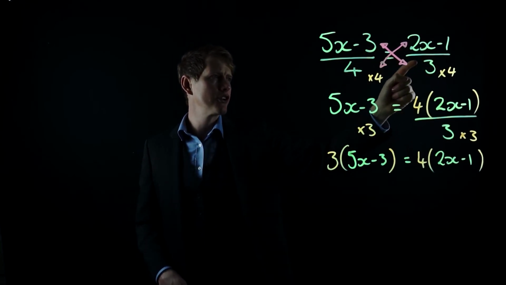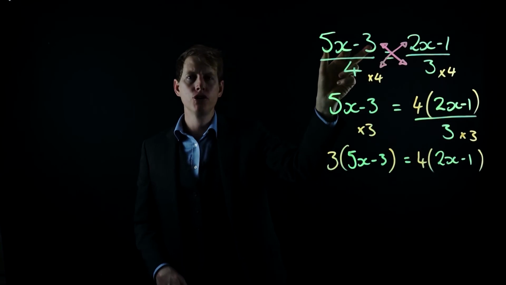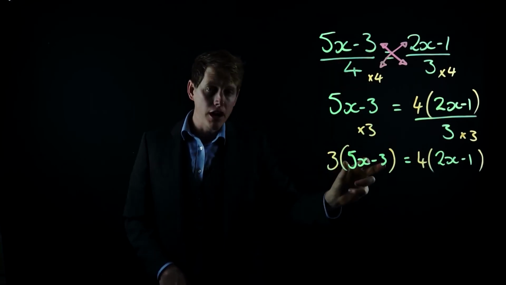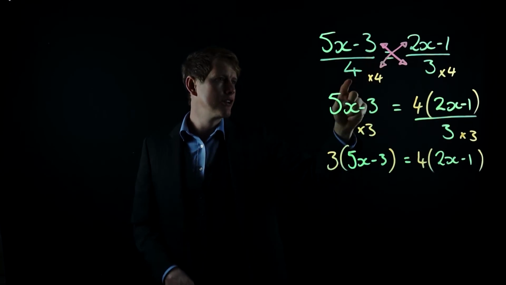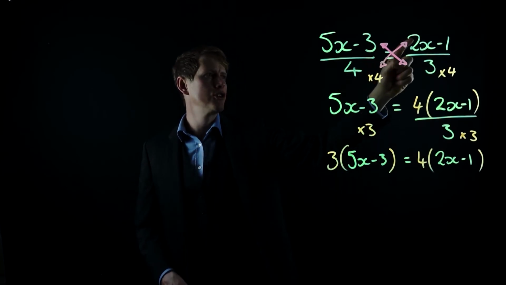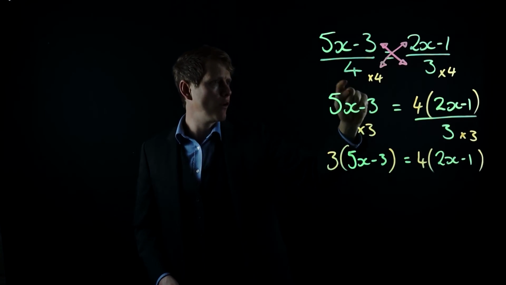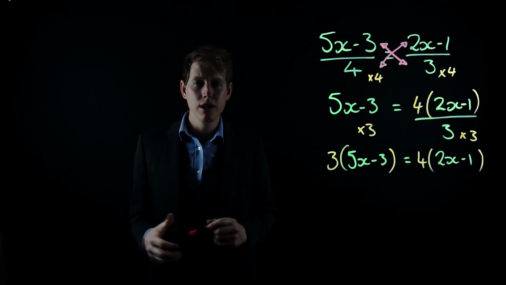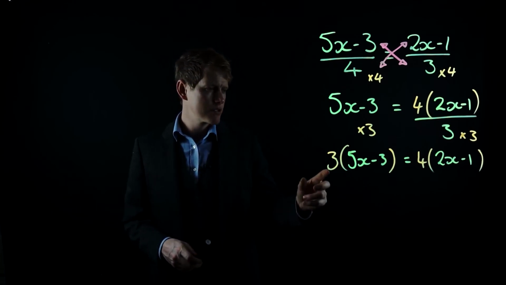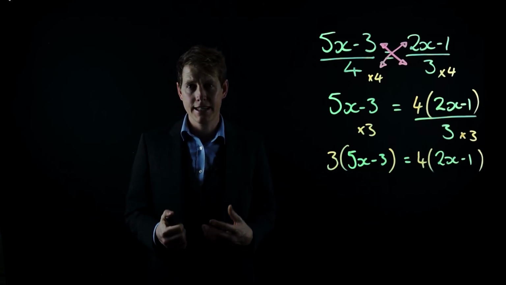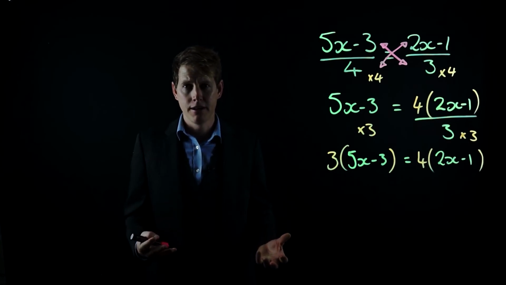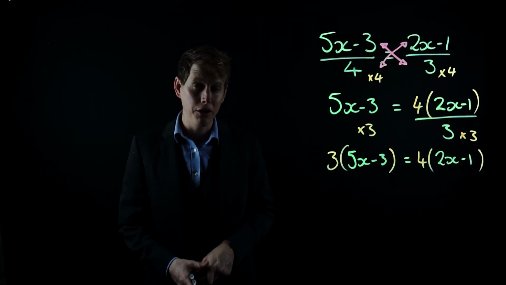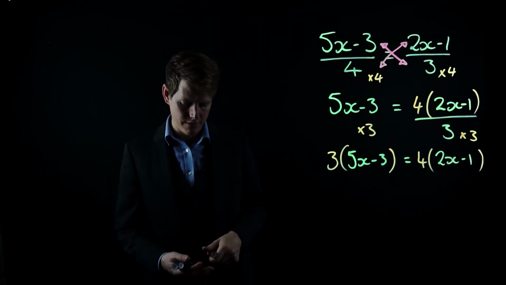We can multiply the denominator of this fraction by the numerator of this fraction to get 3 multiplied by 5x minus 3, and the denominator of this fraction by the numerator of this fraction. So we've got 4 multiplied by 2x minus 1. Remember that, that's a really nifty little trick. So all we need to do now is expand, simplify, and solve the equation. So from here, after all the practice that we've done, I'm going to be super good at this. Anyway, let's do it.